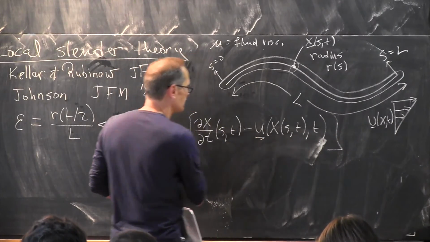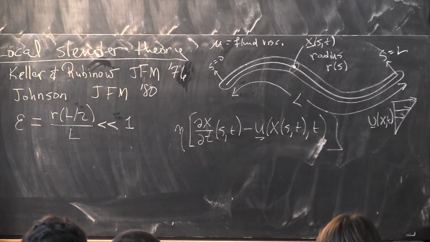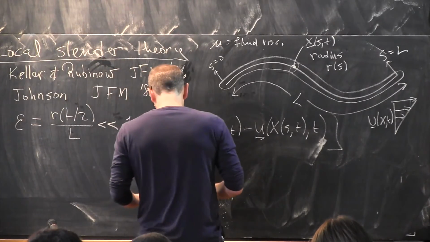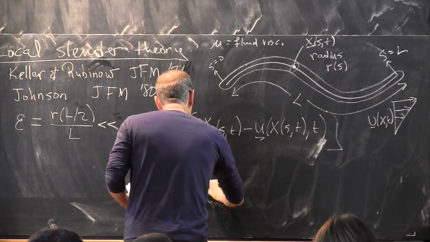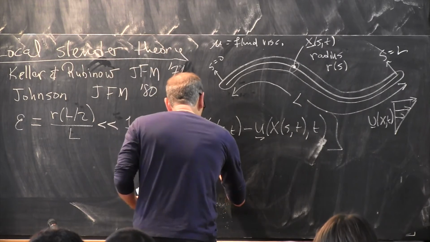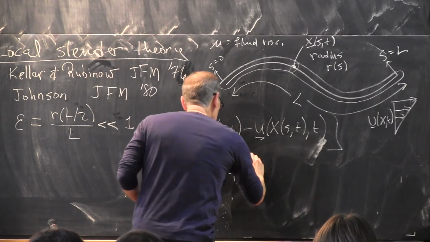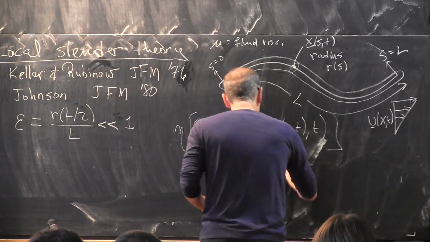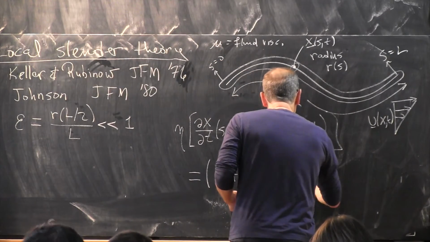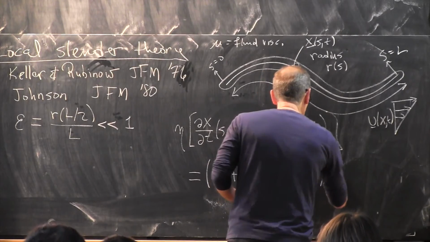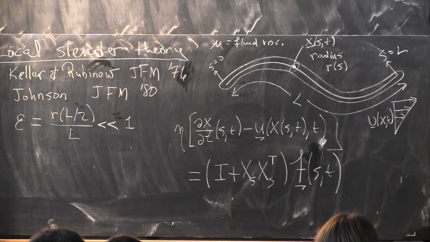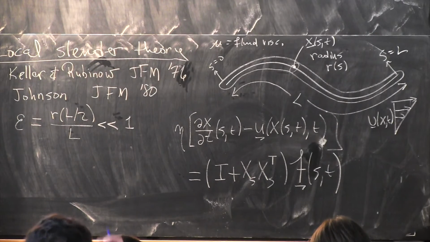So that's the left-hand side. So this is, if you like, the drag force that's induced by motion relative to the background flow. And here's that I plus s hat, and I'll drop that s because it's inconvenient. And I'll write this as I plus x_s x_s transpose, acting on that force per unit length, F. Okay? So that's local slender-body theory.